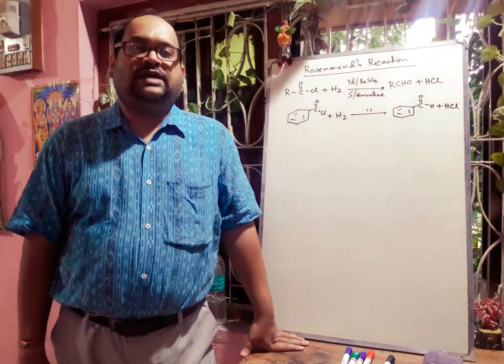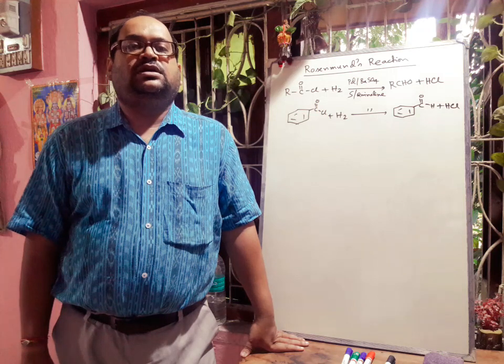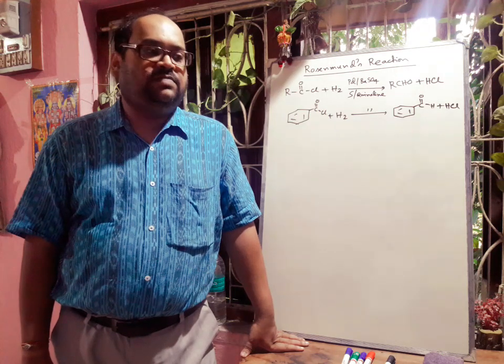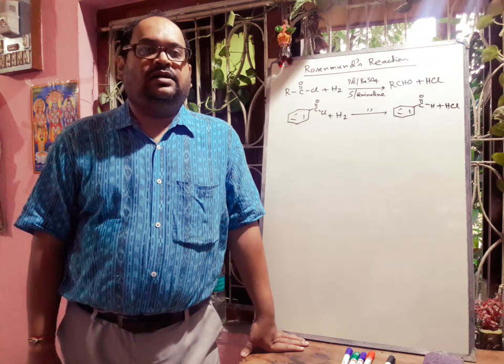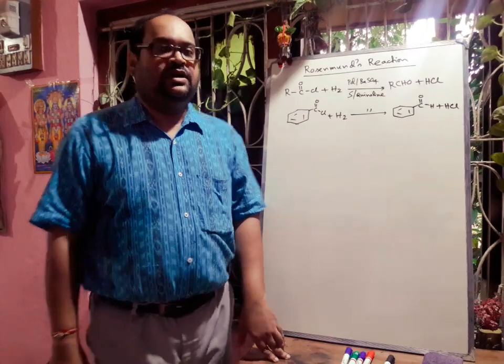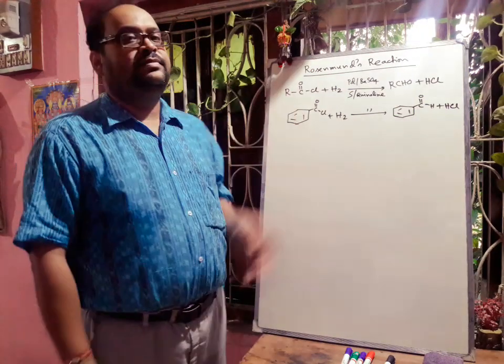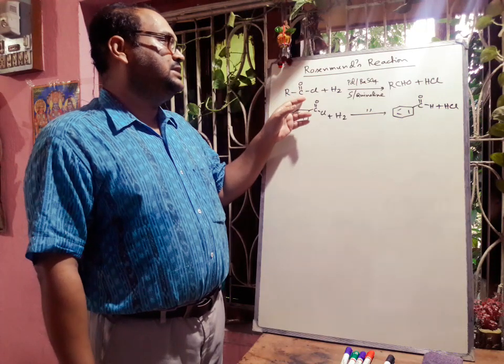In my last class, I discussed the different types of preparation of aldehyde and ketone. Today, I'll start from the Rosenmund reaction. Here we have to take the acid chloride. So here we have taken one aliphatic acid chloride.